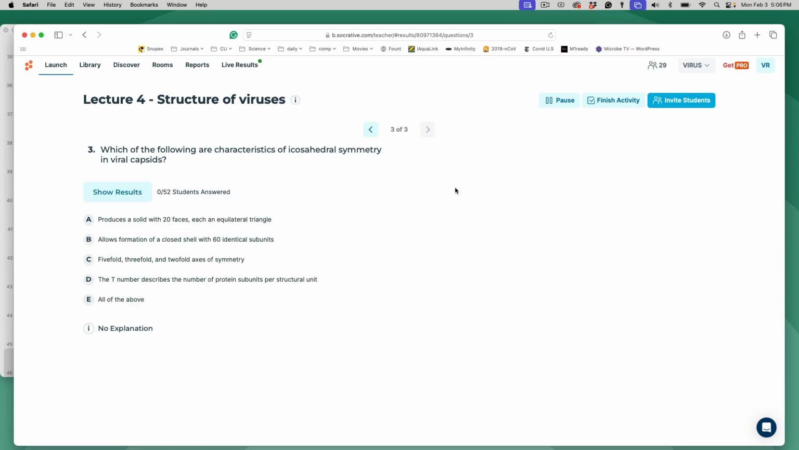Okay. Which of the following are characteristics of icosahedral symmetry in viral capsids? A, produces a solid with 20 faces, each an equilateral triangle. B, allows formation of a closed shell with 60 identical subunits. C, 5-fold, 3-fold, and 2-fold axes of symmetry. D, the T number describes the number of protein subunits per structural unit. E, all of the above. All right, how did we do?